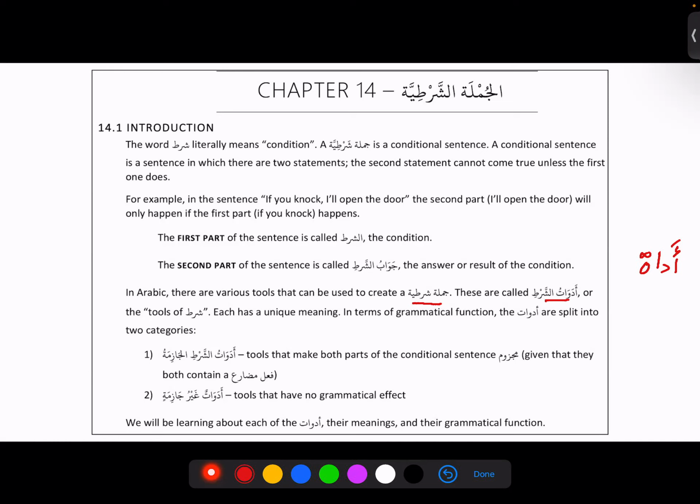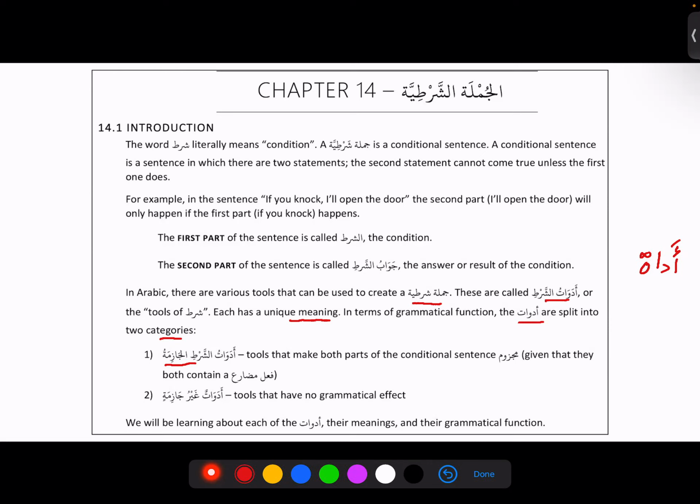Each has unique meanings, right? So they're going to have different meanings. In terms of grammatical function, the adawat are split into two categories. So we are going to divide adawatu shart into two categories. What are these two categories? Adawatu shartil jazima. Right? We know jazima. What does jazima mean? It is just marsukun and the verb, right?